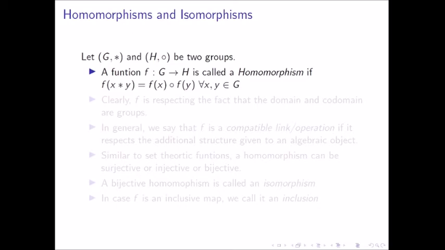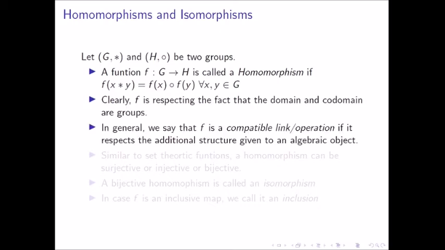This not only respects the fact that the domain and codomain are groups, but also preserves the multiplication. In general, when we deal with algebraic structures, a function is said to be a compatible link, or maybe an operation, if it respects the additional structure given to an algebraic object. So that's what it's doing over here. Our homomorphism f is a compatible link because it's respecting the fact that the domain and codomain are groups and also preserving the multiplication.